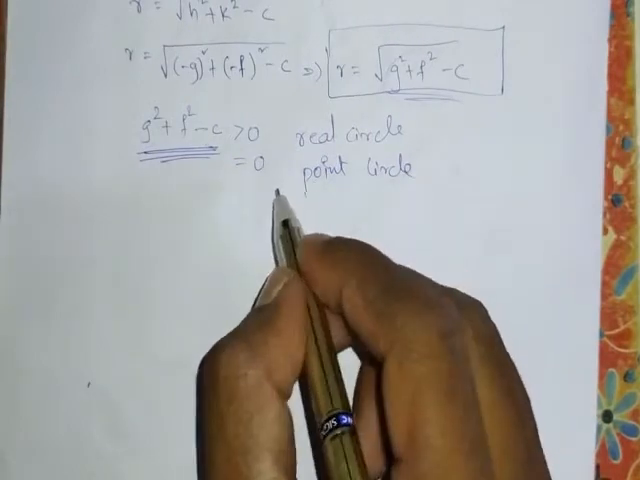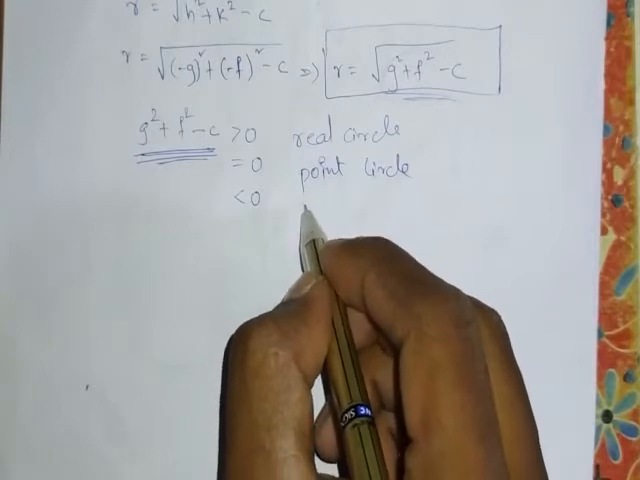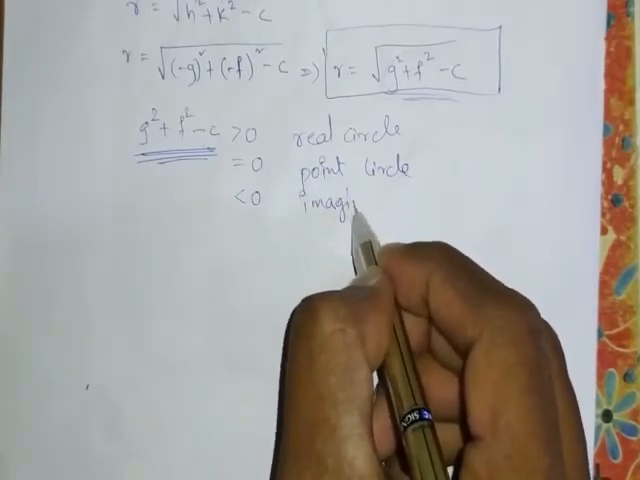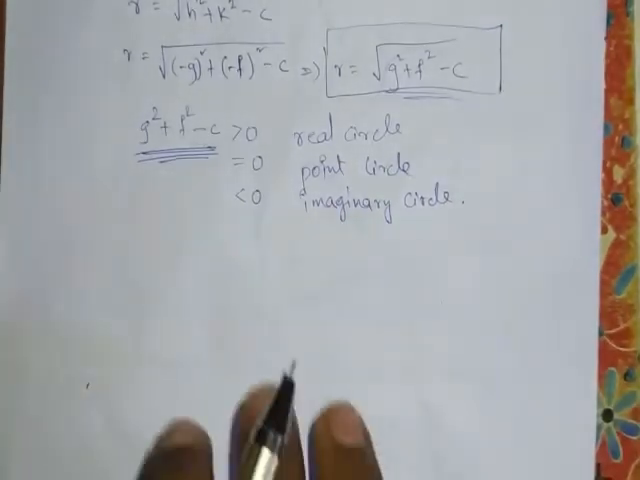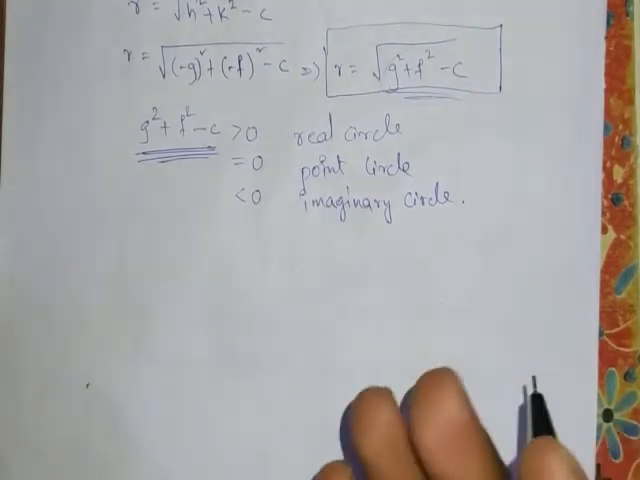But if the radius is less than 0, we cannot even draw it. That is nothing but an imaginary circle. We cannot draw that circle. So that is nothing but an imaginary circle. These are just the basic notes that we should know.